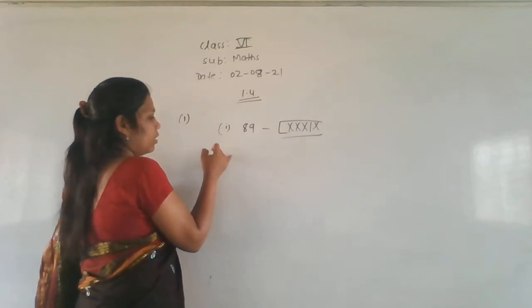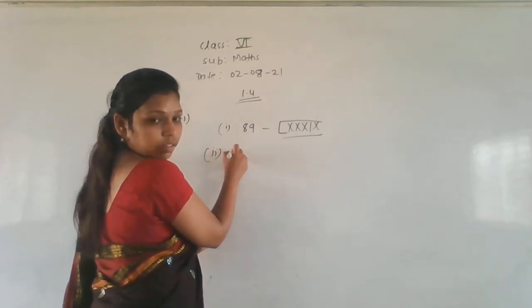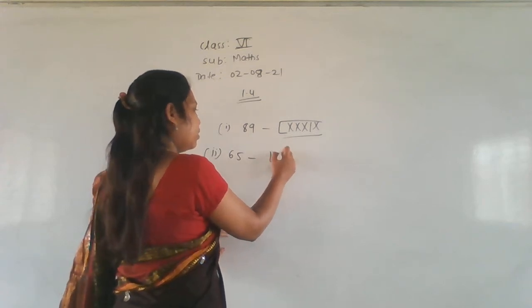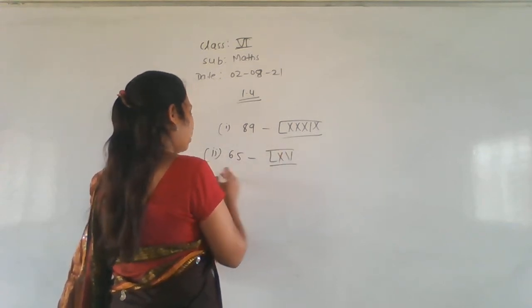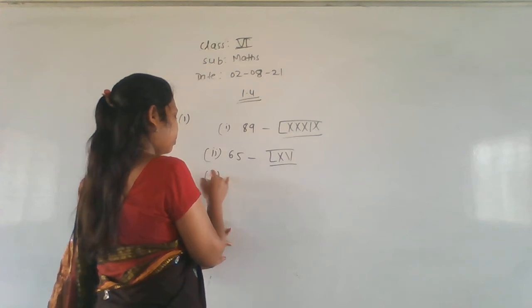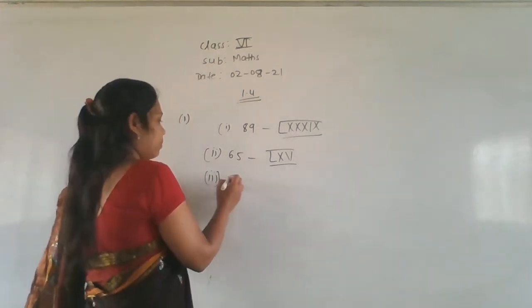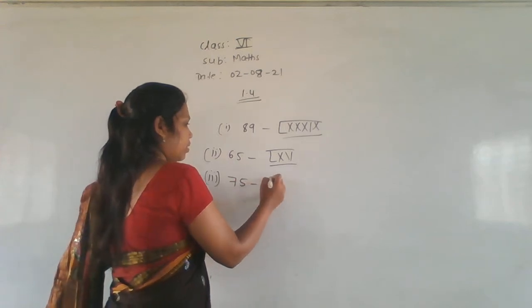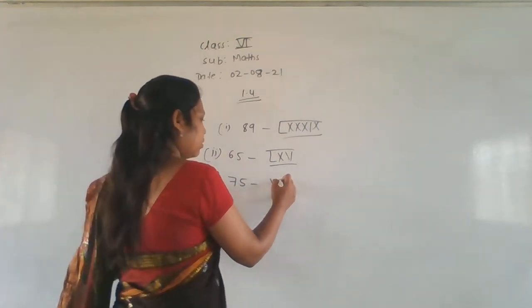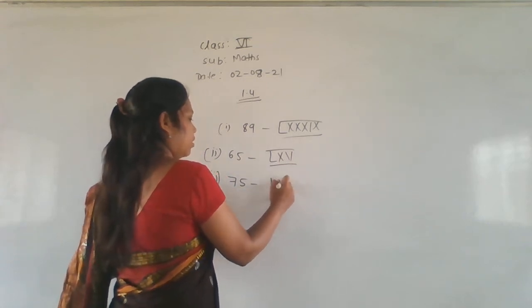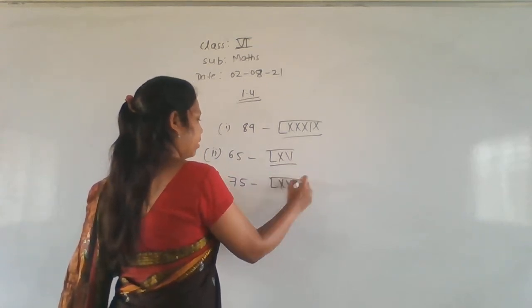Okay. Next, second one, 65. 65 means here 60 and it is 5. Third one is 75. 75 means here, sorry, L double X 5.